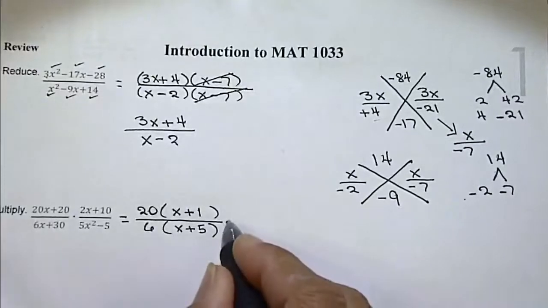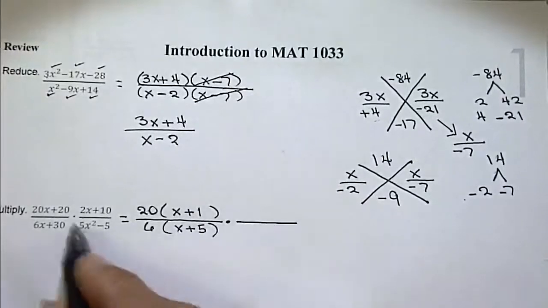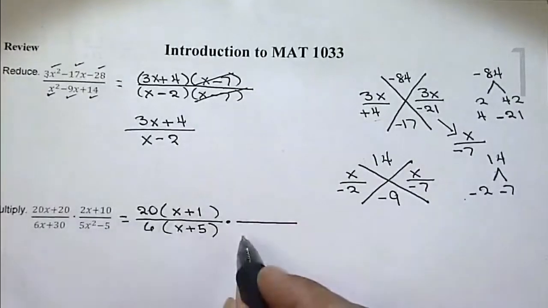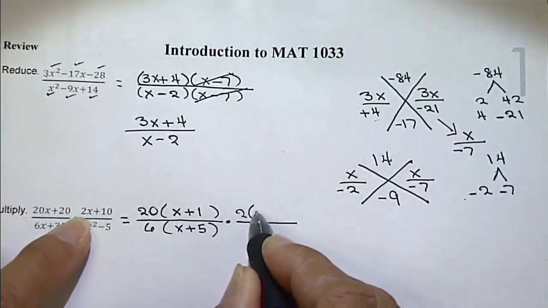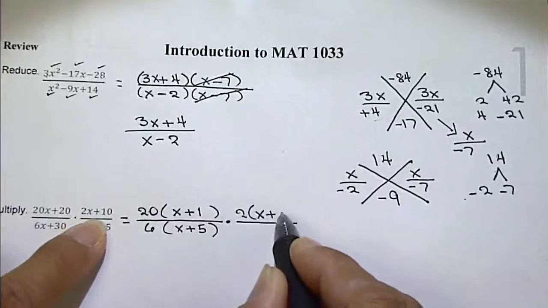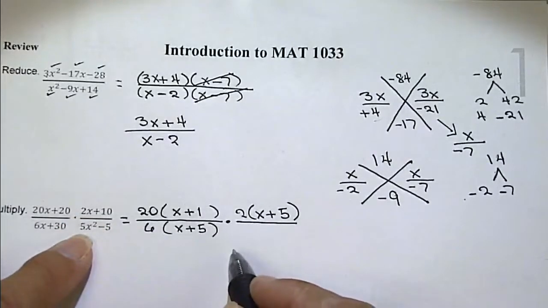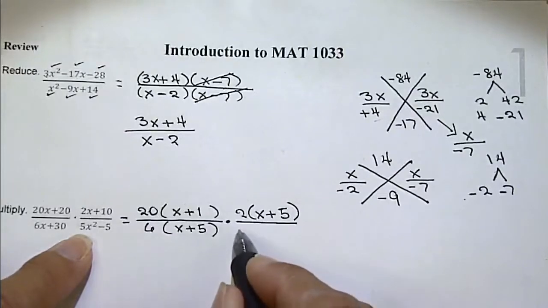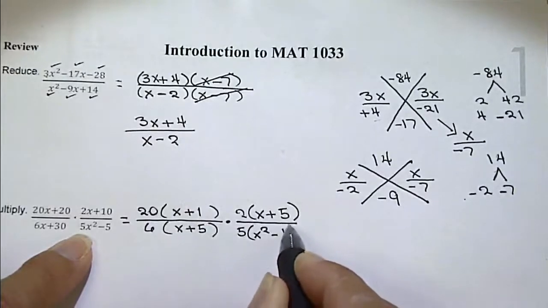Now, this is multiplied times, okay, another fraction, right? 2x plus 10. Well, I see a GCF. Both of those will divide by 2. When I divide 2x by 2, I get x. When I divide 10 by 2, I get 5. And down here, I've got 5 times x squared minus 5. GCF again, right? 5 times x squared minus 1.